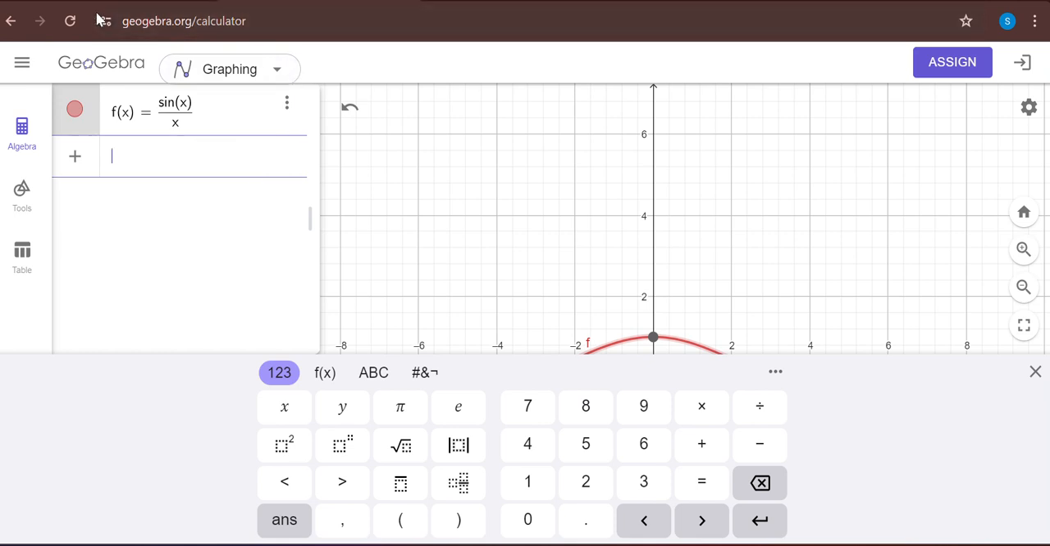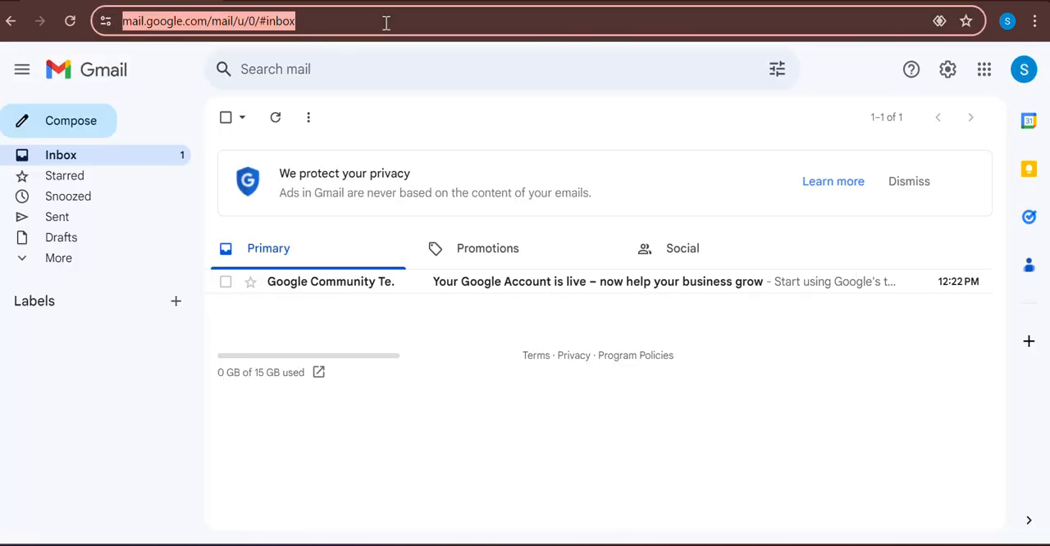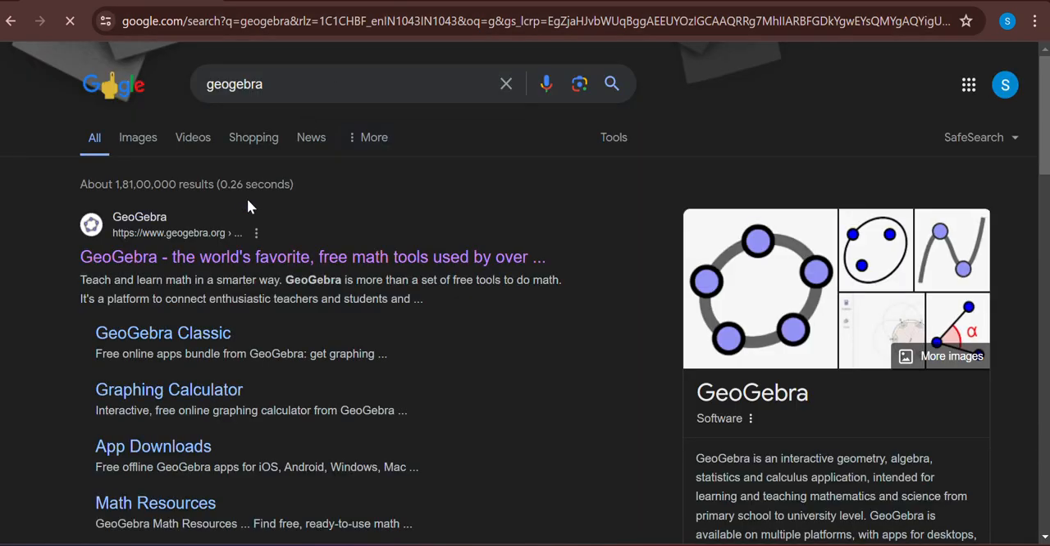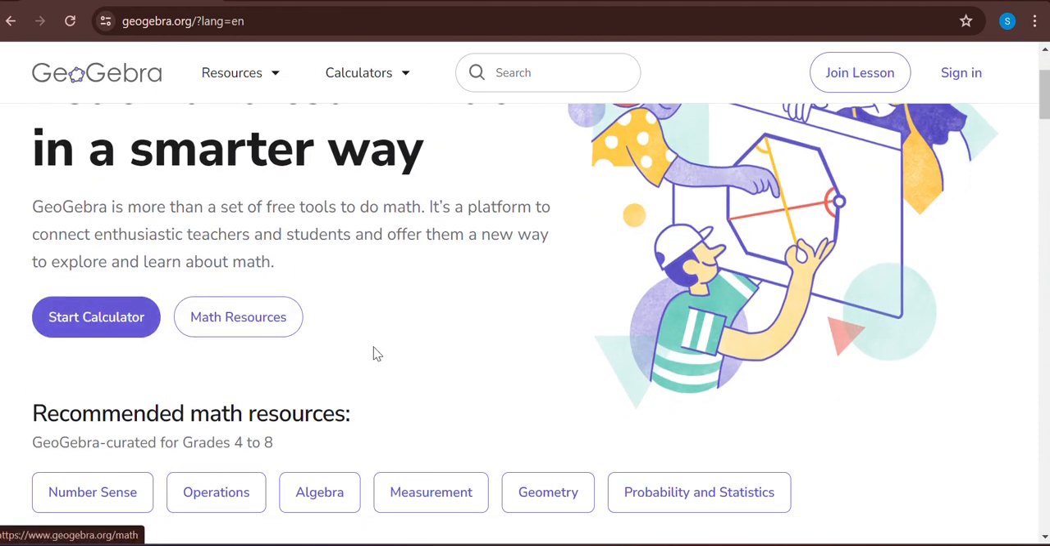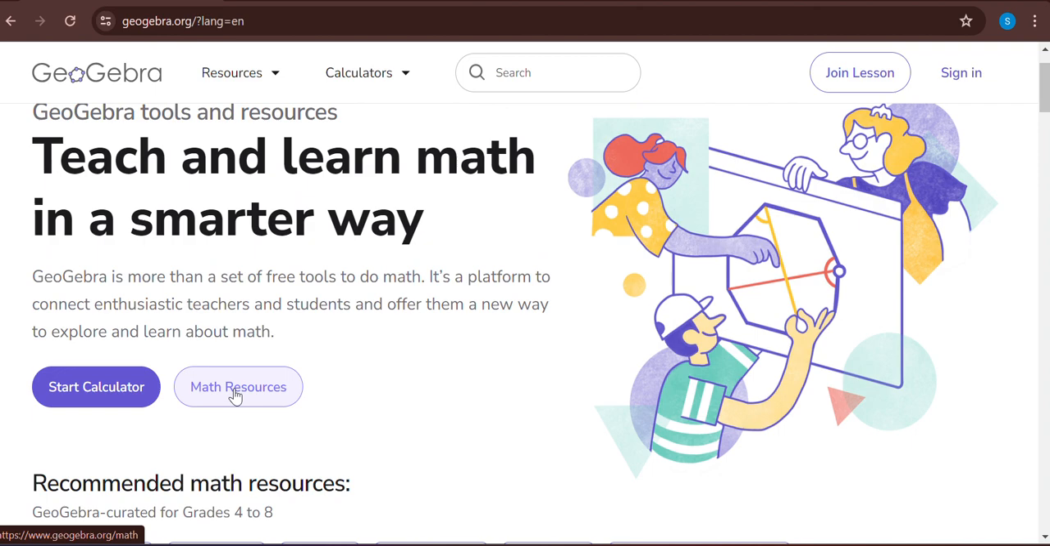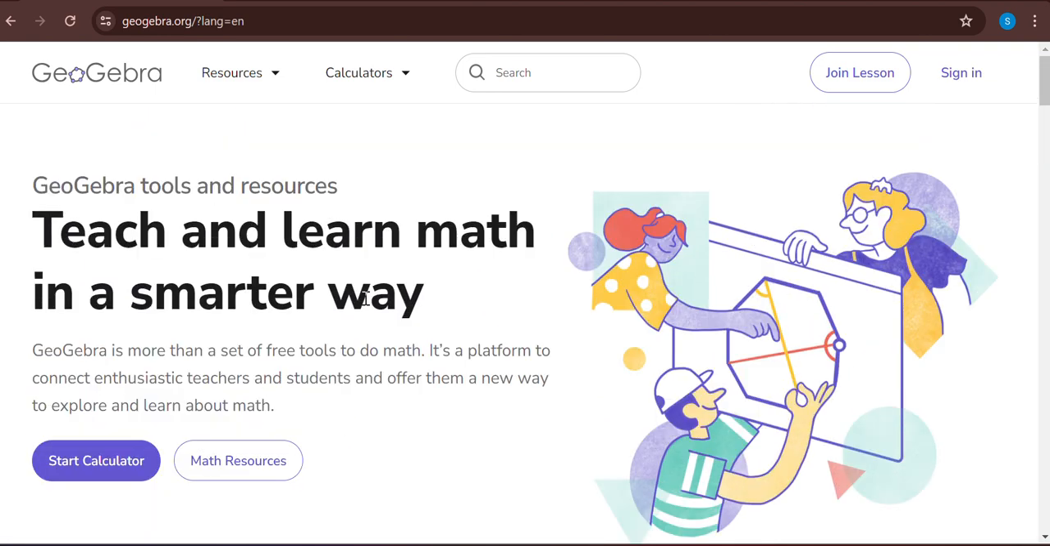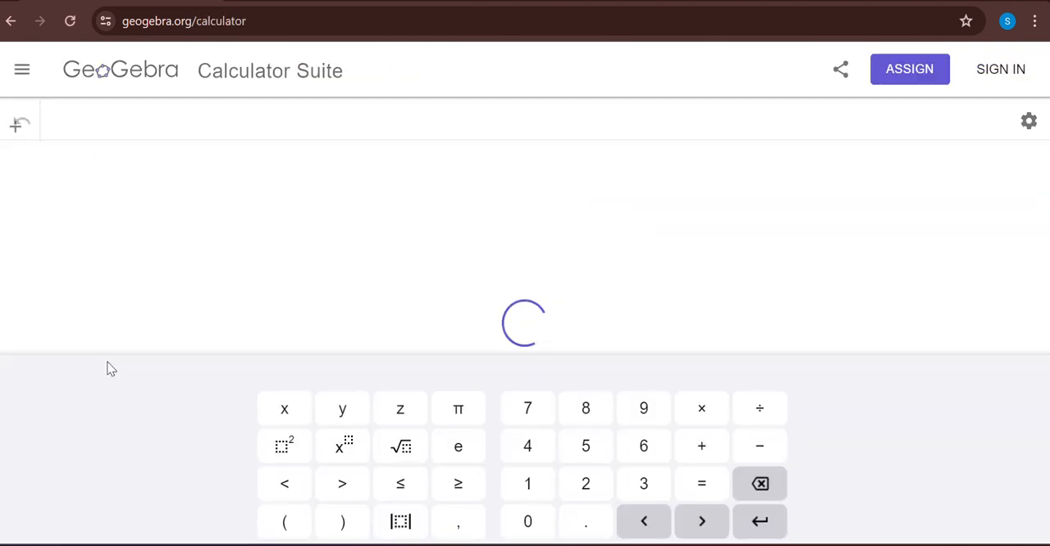In this calculator, GeoGebra, you can download it on an Android phone or an iPhone, or you can use the web, whatever you want. It's a very interesting tool, and you can do a lot of things with it. Let me show you how you can find it. You just search in Google, write GeoGebra, and you will get the first website, geogebra.org. Start Calculator means you can draw the graph over here. Math resources are there, a lot of things are there, but we will see all these later on.